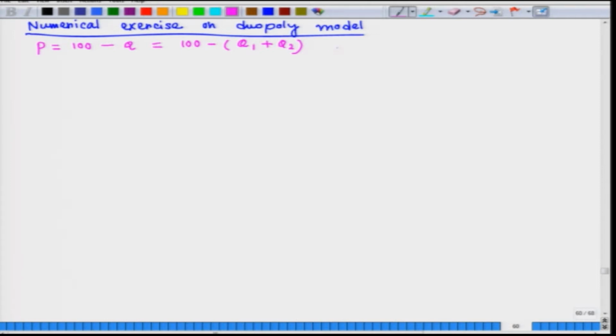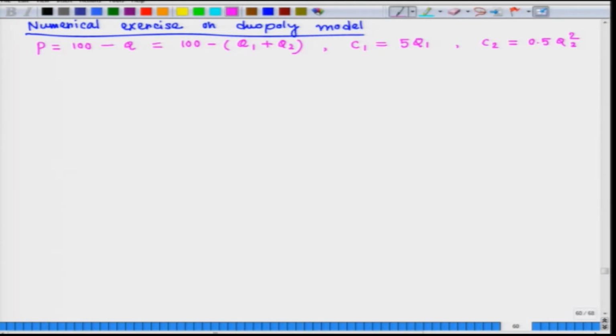Okay. And then we also assume that the cost structure is different for these two duopolist firms. The cost function for the first firm or duopolist 1 is basically given as 5 times Q1, and the cost function for the firm 2 or duopolist 2 is given by 0.5 times Q2 square, right. So, I must say that these are all hypothetical numbers. So, if you change these numbers, of course, you expect a different solution, right.